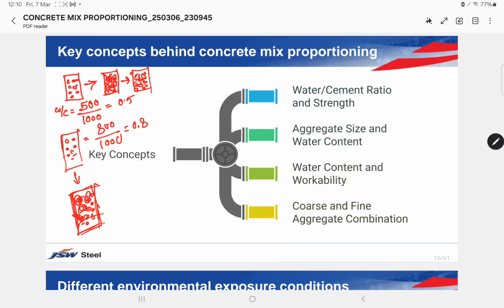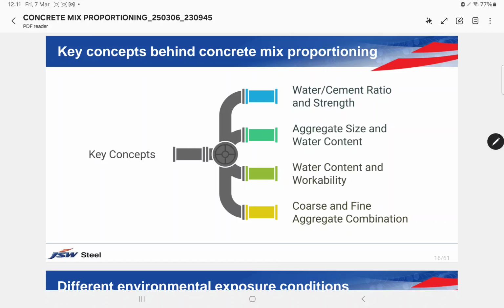So when this water content is removed from the system, there will be only voids, and the more the voids, the lesser will be the strength of your concrete. So that's why water cement ratio and strength are inversely proportional to each other. If this is my strength and this is my water cement ratio, then the curve will look something like this.